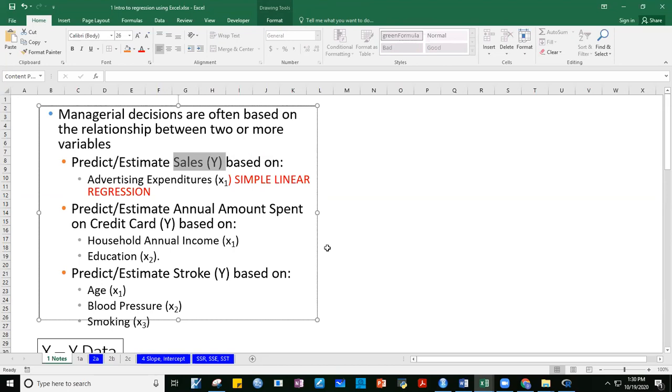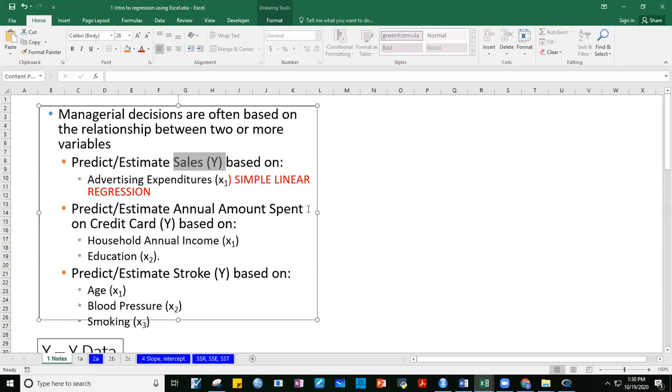Okay, take note, I didn't say household annual income causes the amount spent on credit card. In regression, we're not establishing causality. We're establishing relationship, we're establishing association, we're establishing correlation, and not causality. I hope I have really underscored that.